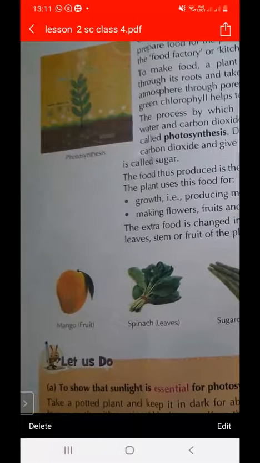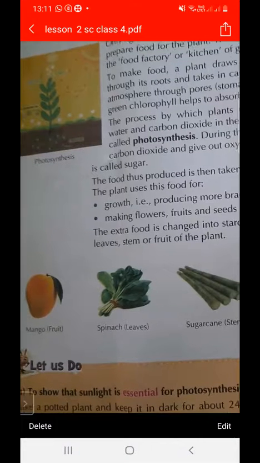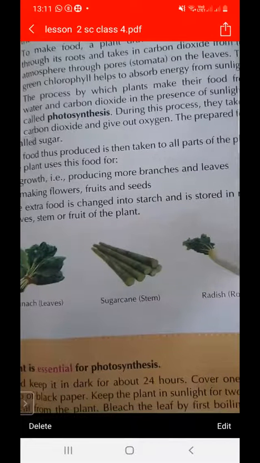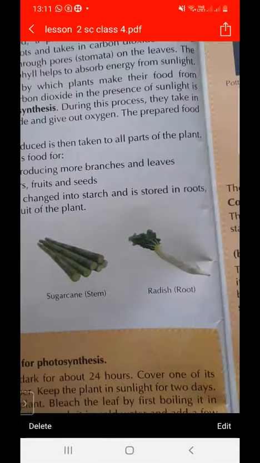Extra food is stored in the fruit, for example, mango. Extra food is stored in leaves, as in spinach. Extra food is stored in the stem, as in sugarcane. Extra food is stored in the root, as in radish.